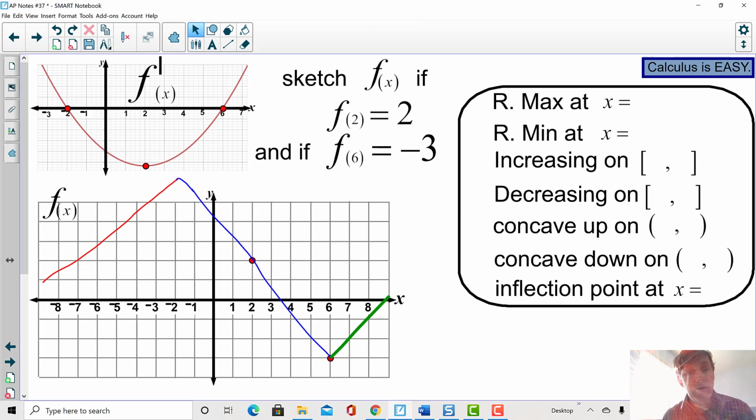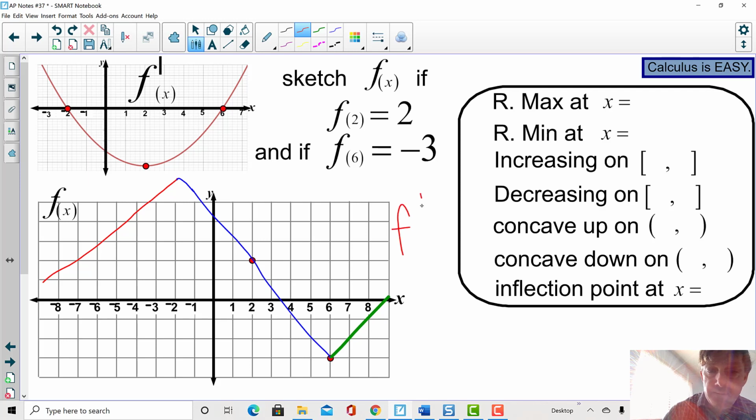Okay, now I need to figure out concave up and concave down. Remember, if f double prime is positive, then my original function is going to be concave up. And if f double prime is negative, then my original function is going to be concave down. So I need to find f double prime. I don't have a graph of f double prime, I just have a graph of f prime.